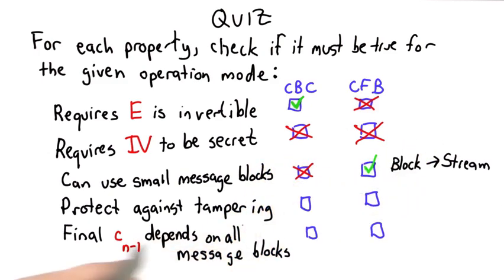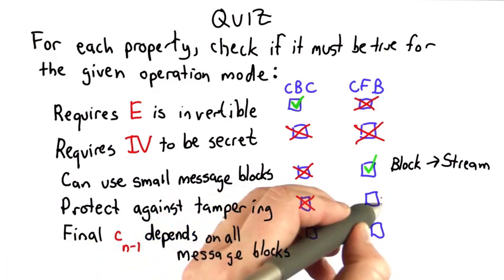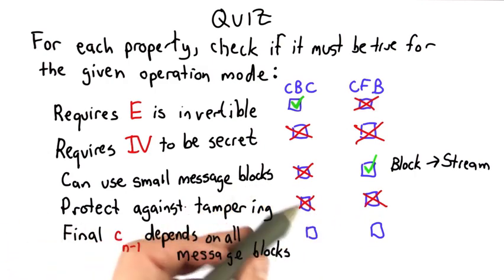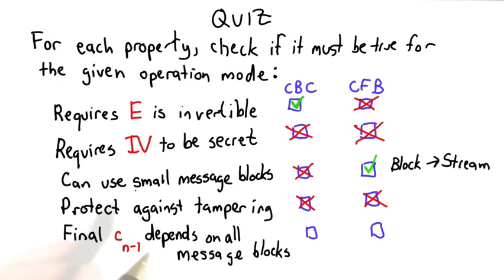be necessary. This one is maybe a little unfair to ask since we didn't talk about this, but an important point to make is that neither of these, as we've described them, provide any strong protection against tampering. An attacker can modify the blocks, can move blocks around. The decryption may or may not look like a valid decryption, depending on what the contents are, but there's no way to easily detect that there's been tampering with either of these modes.